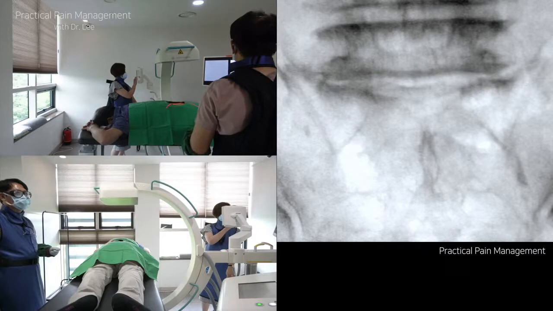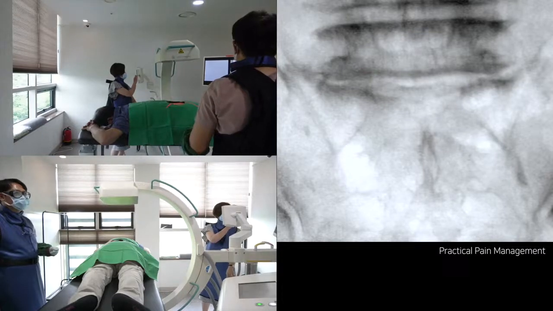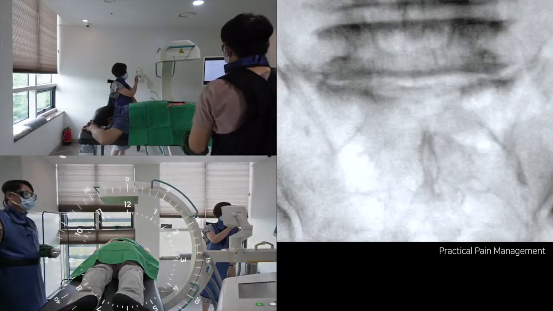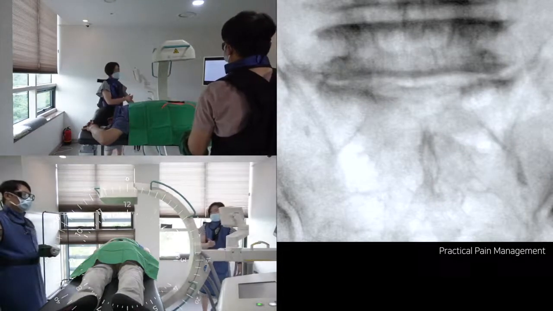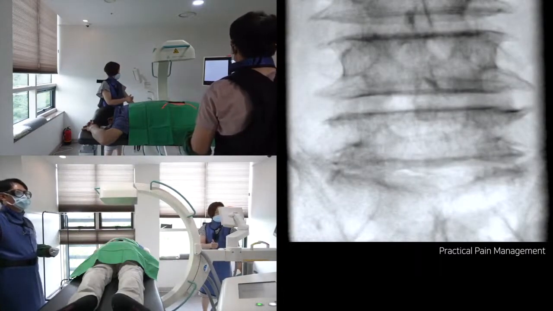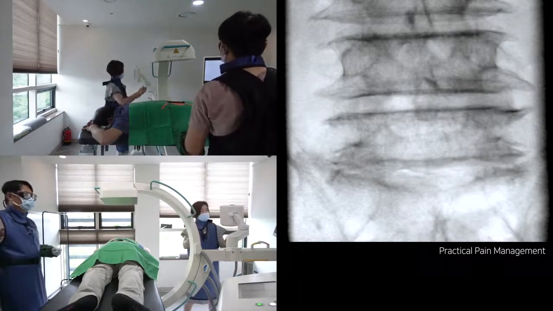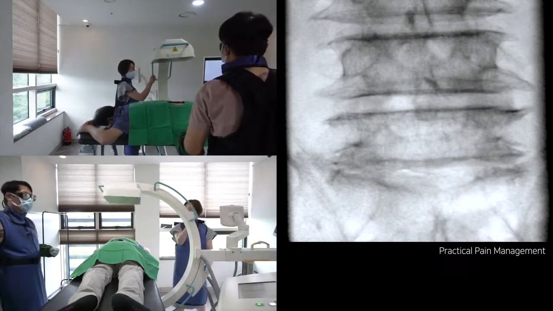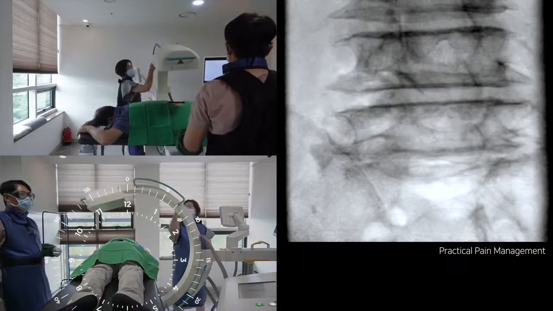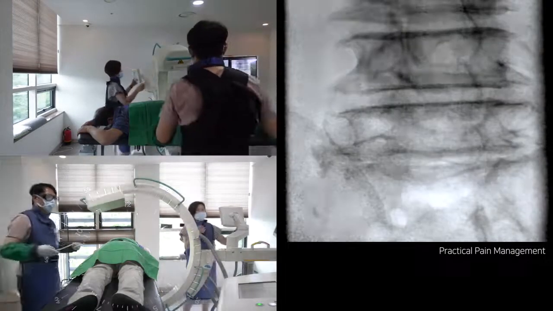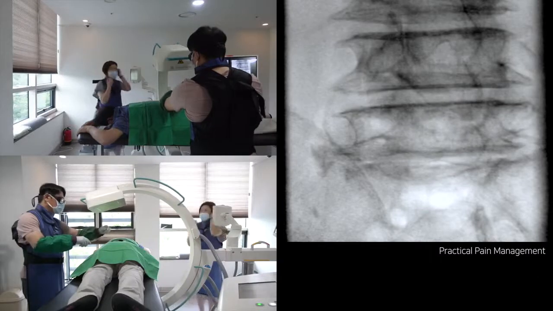I will show you a left L5 transforaminal injection with L5S1 and L45 facet joint injection, in case of left L5S1 foraminal stenosis and L45 subarticular stenosis. It is a mild cranial tilting and neutral rotation C-arm image. The compass shows 35 degrees of left rotation.